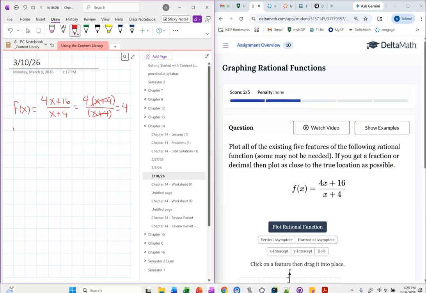Because we're able to reduce, we have a hole, or removable discontinuity. So I set the piece that I reduced out equal to 0. That's the x coordinate. And then I plug back in. There's nowhere to put the x, it's just a constant function, so the y coordinate is 4. So there's my hole.